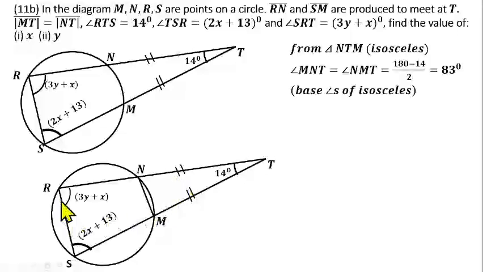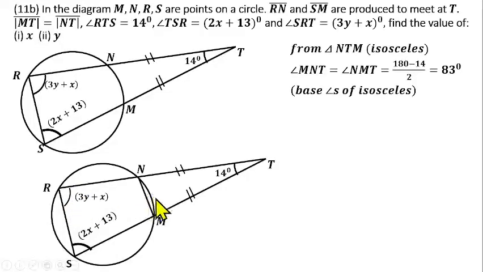Having known that, if you understand the cyclic quadrilateral very well, you know that there's a relation between this angle here and the angle that is here, and there's a relation between this angle here and the angle that is here as well. The exterior angle of a cyclic quadrilateral is equal to the opposite interior angle of the cyclic quadrilateral.